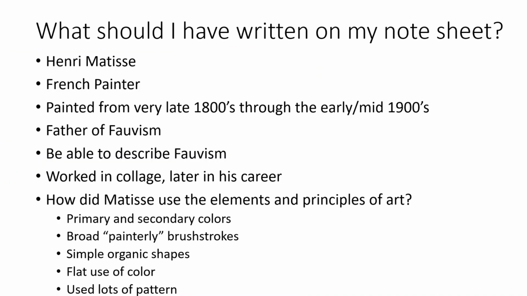So, what should you have on your note sheet so that you'll do well on the DBA? Know his name, of course, but he's a French painter. Know that he painted late 1800s through mid 1900s, essentially, father of Fauvism. Be able to describe Fauvism a little bit, talk about the bright use of colors, those very simplified shapes, the brush strokes, and so forth.